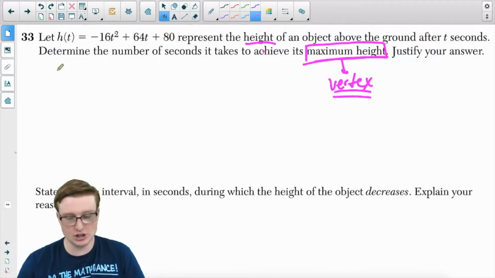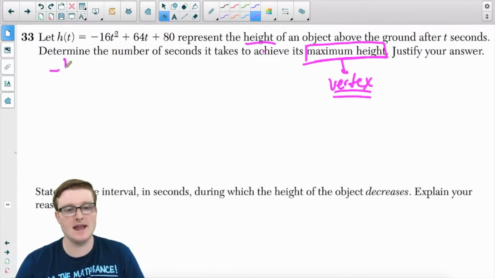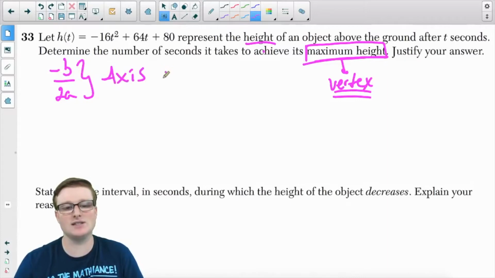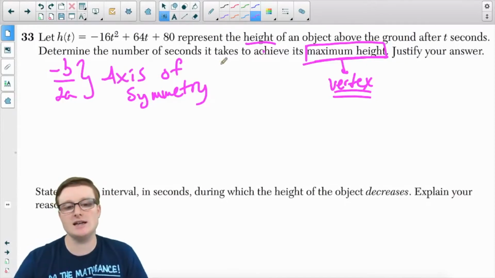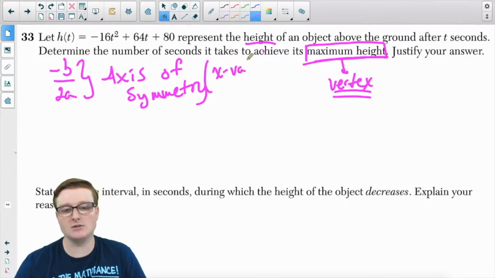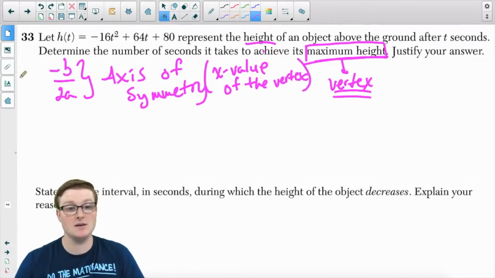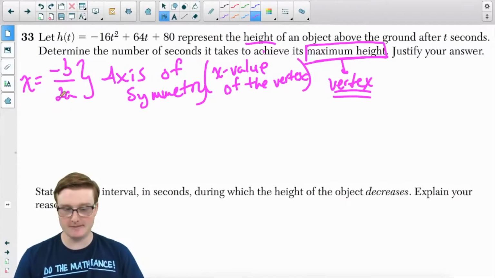We actually need to use the formula negative b over 2a. Well, what is this? Negative b over 2a represents the axis of symmetry. Know this formula. This is the axis of symmetry formula. Now, the axis of symmetry gives you the x value of the vertex, if you didn't know that. It gives you the x value of the vertex, because this is x equals negative b over 2a.